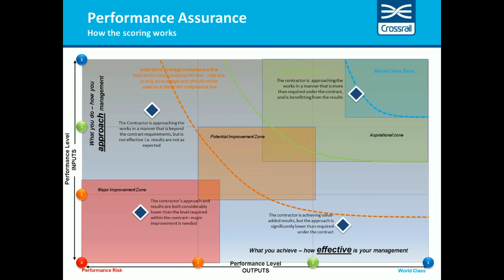And what we do is we go out and we spend quite a bit of time assessing each of the contractors alongside our project teams, and we come up with a score, and then that score essentially locates each assessment into one of 4 zones. So the worst zone, the major improvement zone, and from there you can go into the potential improvement zone. Following that, we want to see people getting into the value-added zone, and ultimately what we're looking for is people to get into the world-class zone.